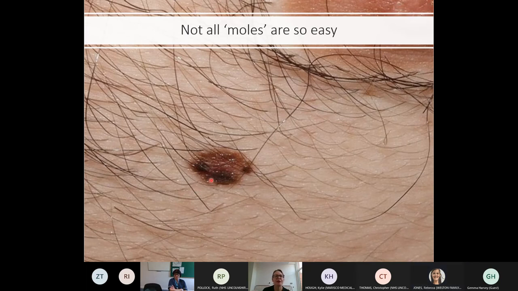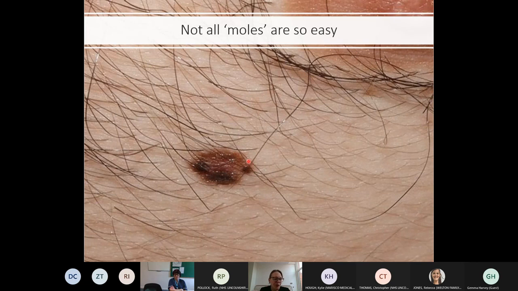And when we think about those rules, either the ABCD or 7-point checklist, it has a lot of concerning things, doesn't it? It's got different colours in it. It's not symmetrical. The border's quite irregular, particularly around this bit. So yeah, absolutely. I think this is one that needs referring.